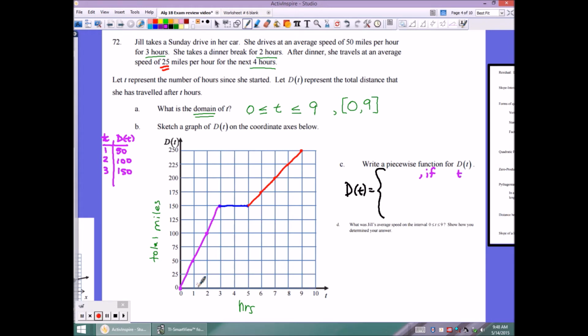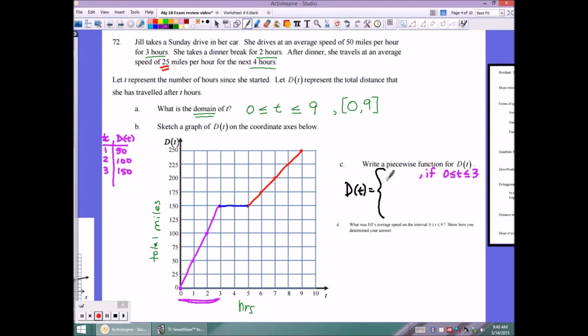From time 0 to time of 3. So all my pink is happening between 0 and 3. So here I'm going to have time of 0 to time of 3, less than or equal to, less than or equal to. So all of this from time 0 to 3.